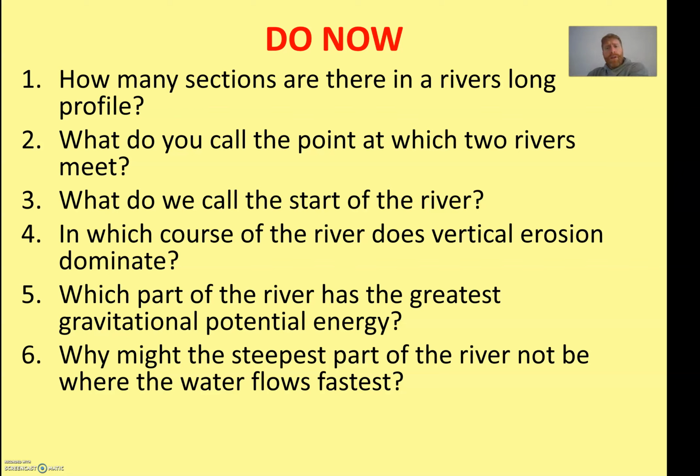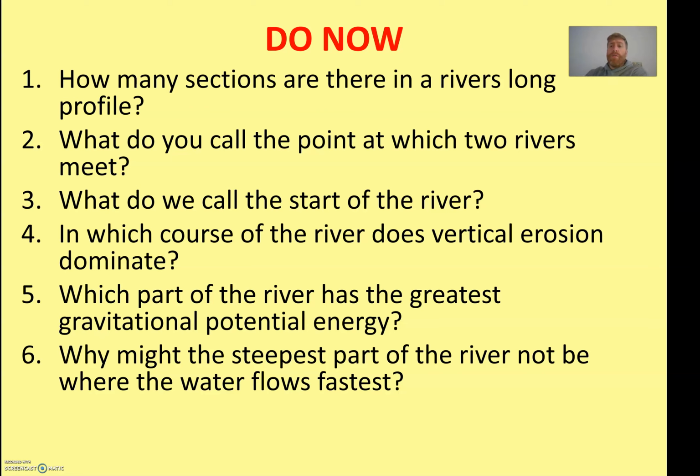Now this one I put in to make you think, and I've got some pictures to explain it on the next couple of slides. So why might the steepest part of the river not be where the river flows fastest? Well, it's to do with how much water is actually in contact with the river bed or the river banks.